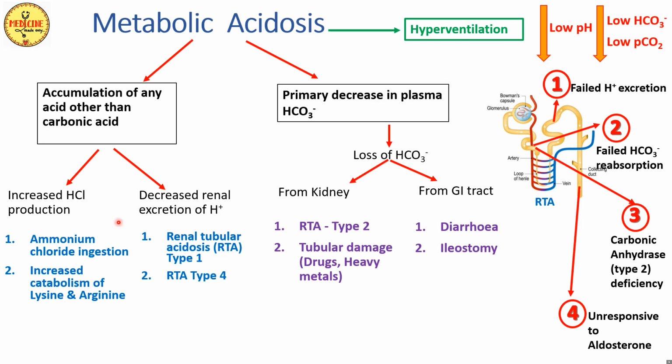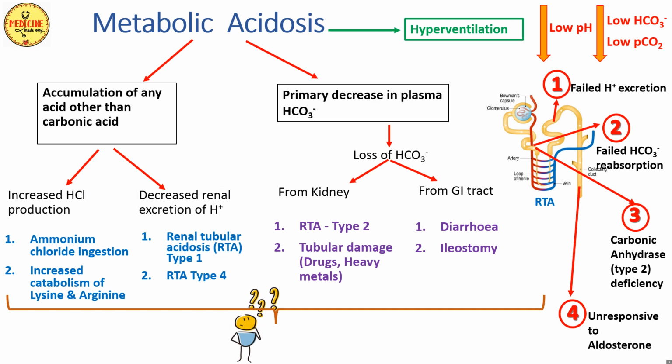Now we have different types of causes for this metabolic acidosis. How do we know which has contributed to this acidosis? Can we predict it? For this, we need to know about the anion gap. So what's an anion gap? To understand this, we need to understand a few other things.